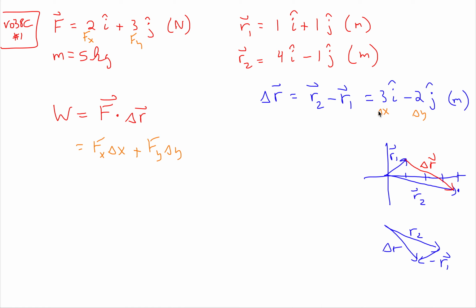So we're multiplying the i's, 2 times 3, which is 6, plus 3 times -2, which is -6. And that's how, for this question, we ended up with 0 work done by this force, just because they happen to all cancel out. But it is definitely important to be able to take that dot product when you have that constant force.